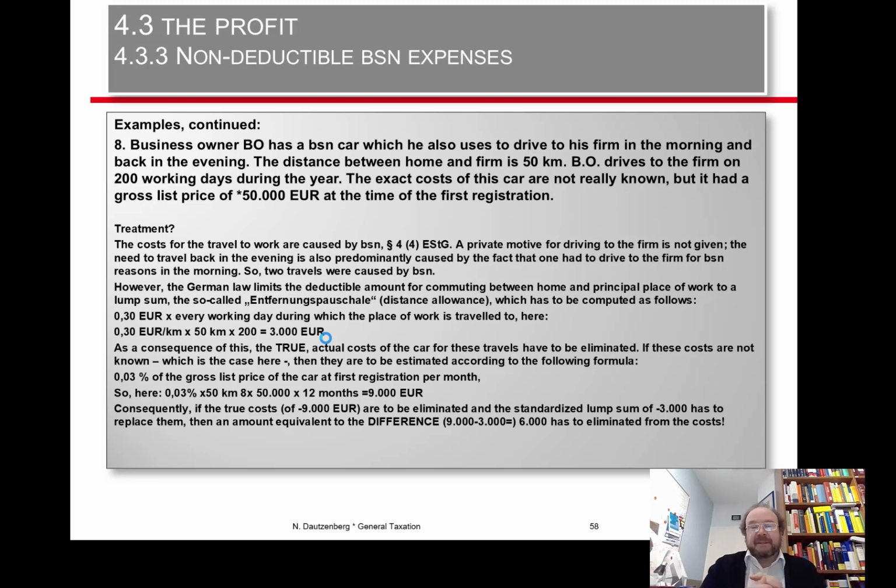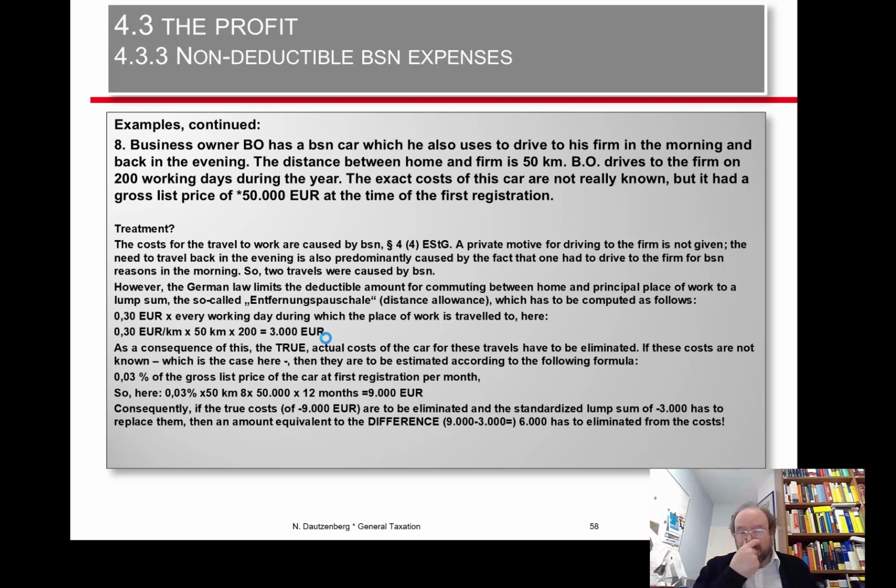Yeah. Another thing, business owner BO has a business car and he also uses that to drive to his firm in the morning and back in the evening. And the distance between home and firm is 50 kilometers. And the exact costs of the car are not really known, but it has a gross list price of 50,000 euro. Okay, that's a bit expensive for a car, but one never knows when you see that movie. So inflation might bring the problem away.